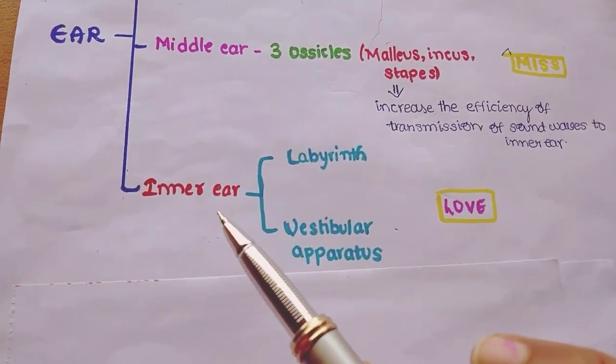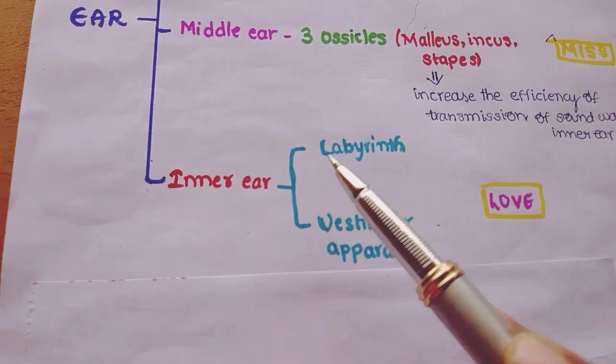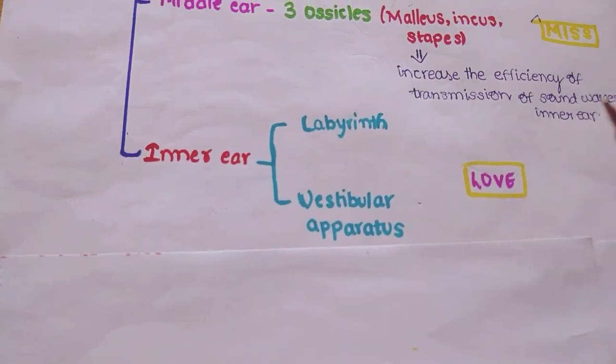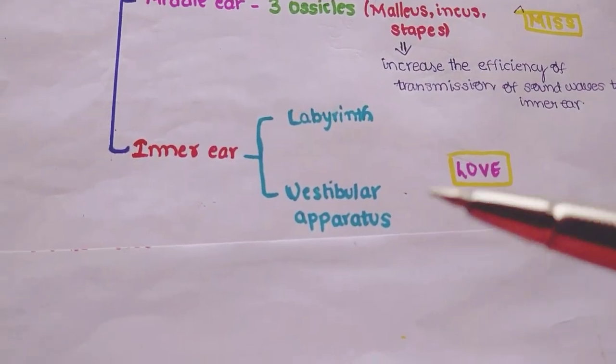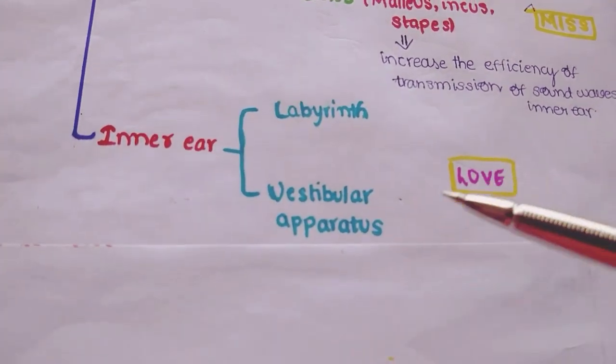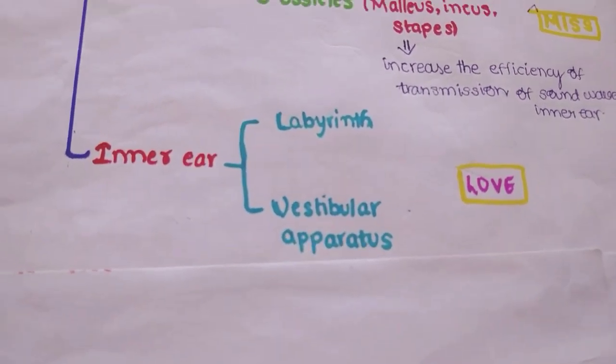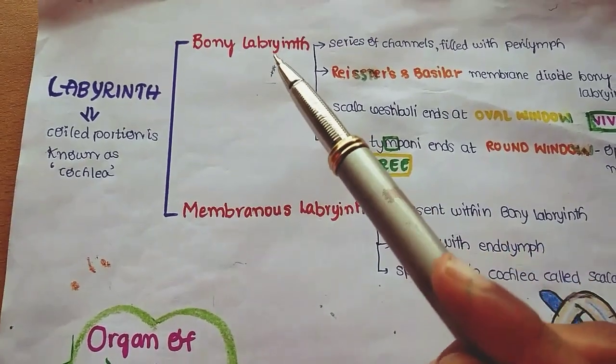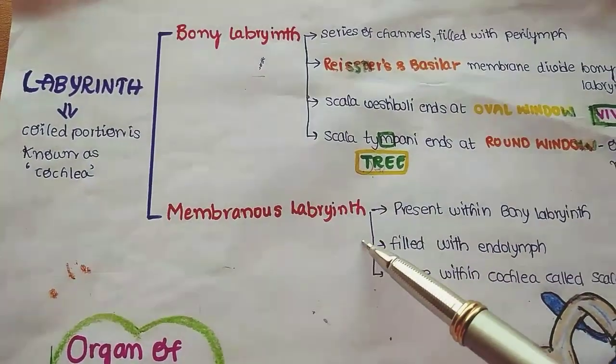The fluid-filled inner ear is composed of two systems: the auditory system, labyrinth, and the vestibular apparatus. The tip to remember here is the word LOVE. L stands for labyrinth and V stands for vestibular apparatus. Don't take it in a wrong way. Labyrinth is categorized into bony labyrinth and membranous labyrinth.